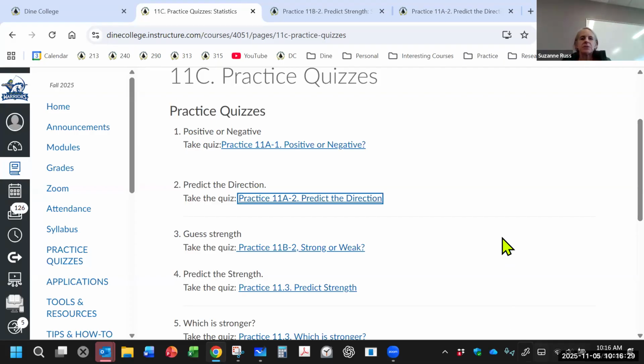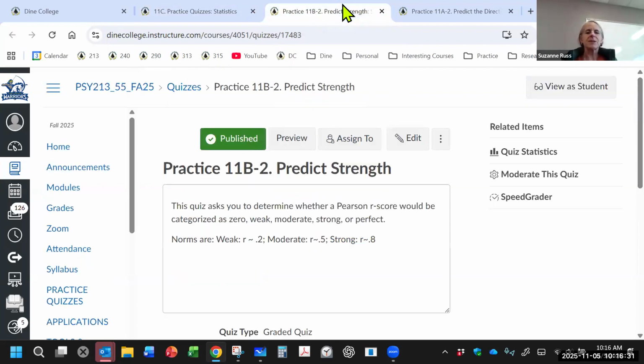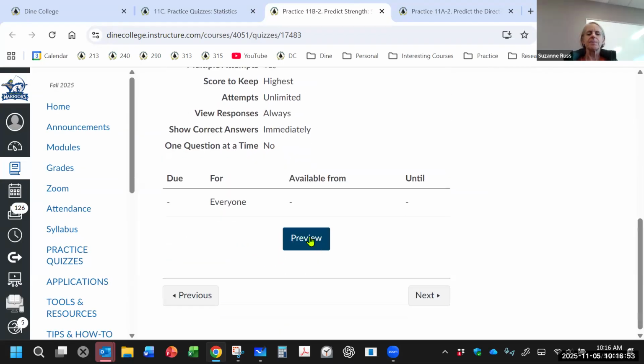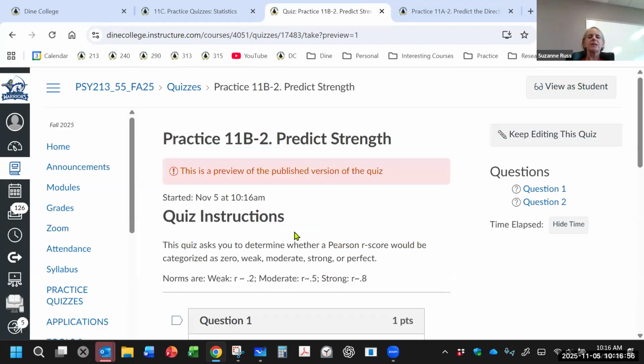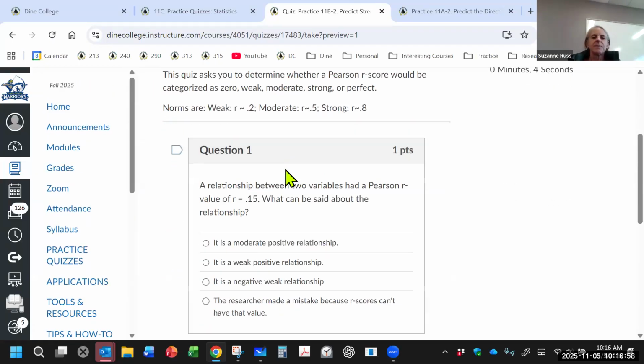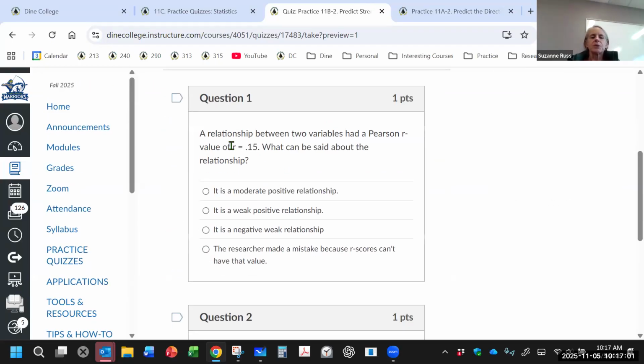Next, we're going to go into predicting the strength, which is kind of a bad name for it. But all I want you to do is get used to these norms. They're the same norms that we used for effect size. Remember, if it has a negative sign in front of it, it doesn't matter. Here we have r equals 0.15. So what could you say about this?